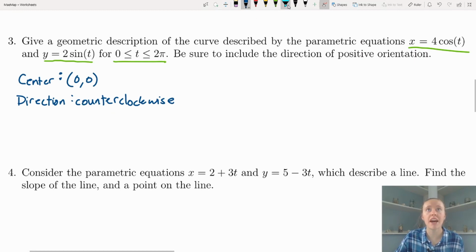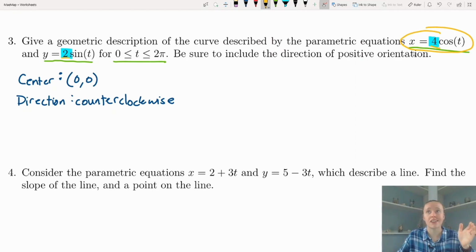Well, radius is usually a, but look at this problem. We have a 4 and we have a 2. Those aren't the same at all. So this isn't actually a circle. It's called an ellipse. We're going to have an oval. So you can still think of the terms multiplied to sine and cosine as essentially a radius, except now that's going to change. So along our x-axis, we have a radius of 4, which means that length along that axis is going to be a total of 8. And for y, we have a radius of 2.